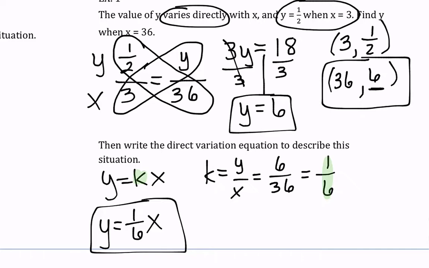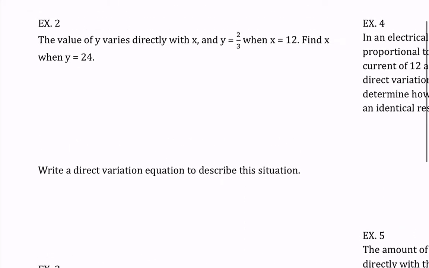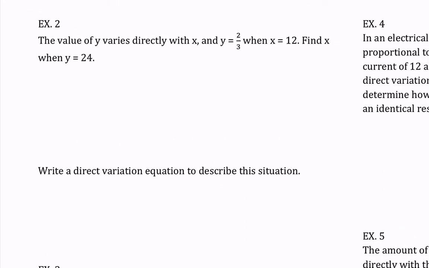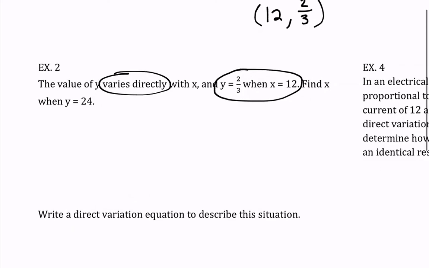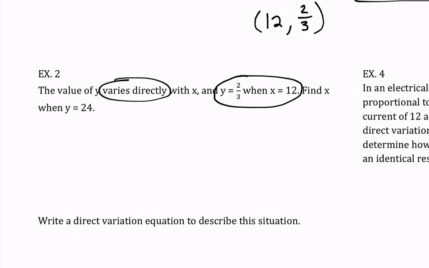All right, let's try another one. I see that it tells me it varies directly. It gives me that y is 2/3 when x is 12, so I'm going to write that as a coordinate. So the x is 12, the y is 2/3. It goes on to say find x, so I don't know x, when the y is 24.